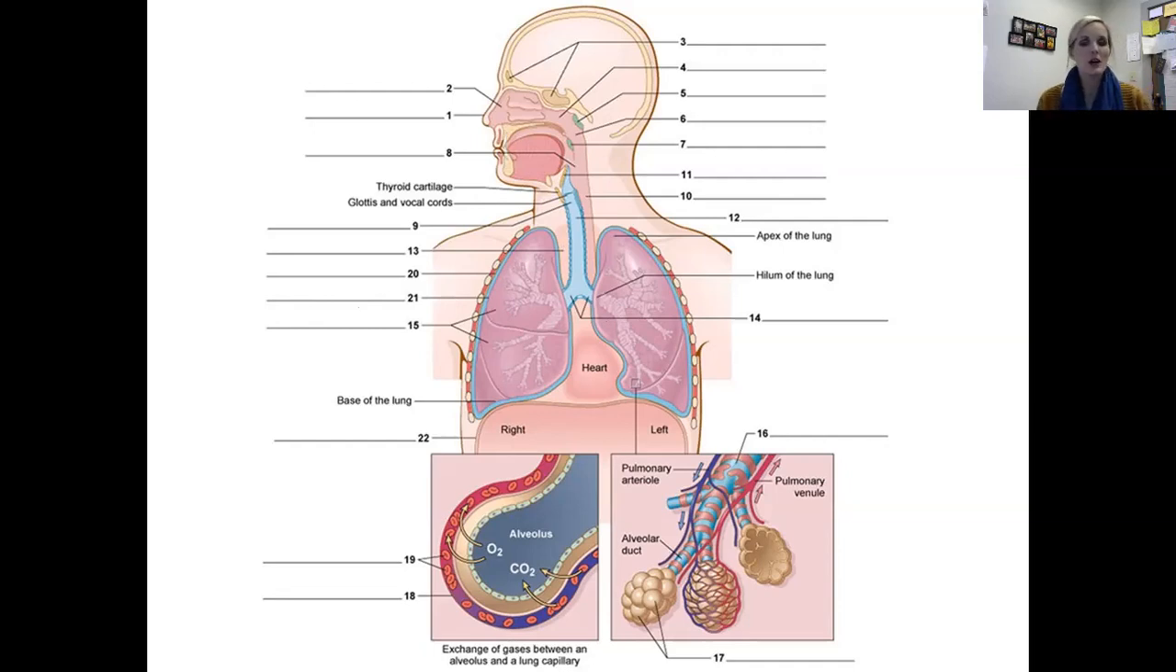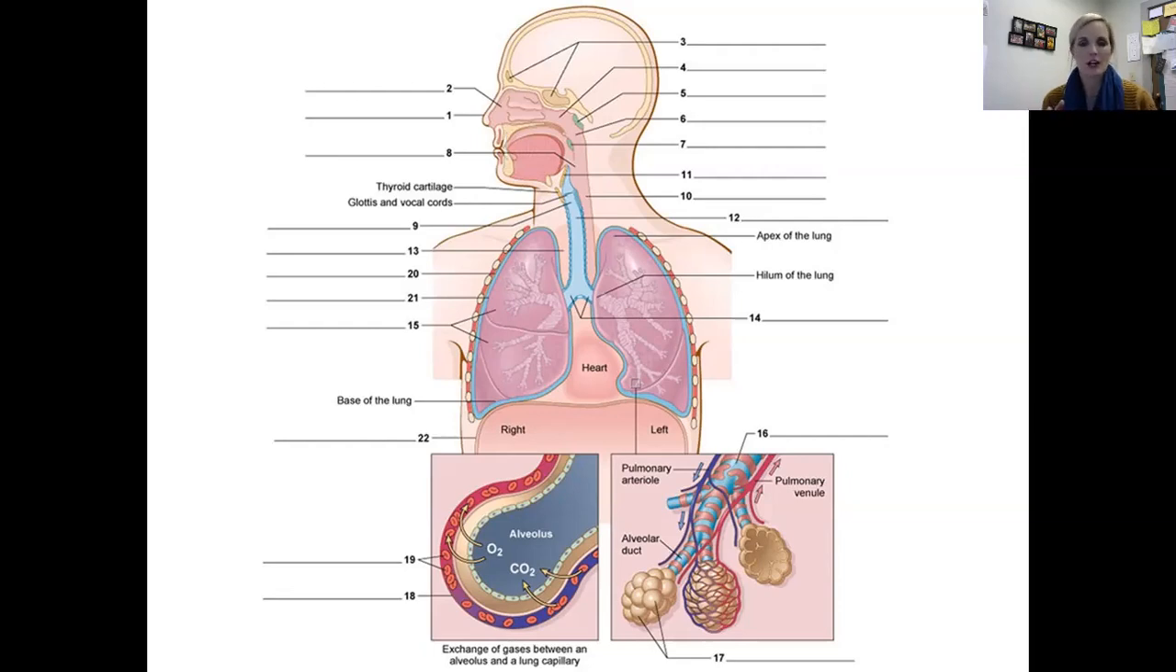Whereas number 21 is pointing to the pleura, or the membrane that lines the lungs themselves. That's referred to as the visceral pleura. Visceral meaning pertaining to an organ. This is specifically the pleura on top of the organ. So when I say pleura, that's what I'm referring to, a membrane.